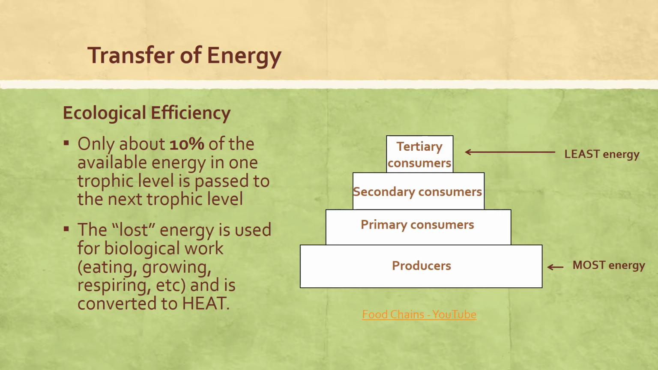What happens to the other 90% of the energy? Well, that energy is lost for biological work. That can be eating, growing, respiring, breathing, all of those things. And all of these things are converted to heat. So we're losing energy, and only about 10% is being passed, which is actually a lot when we look at efficiency in physics, but it's still pretty low.